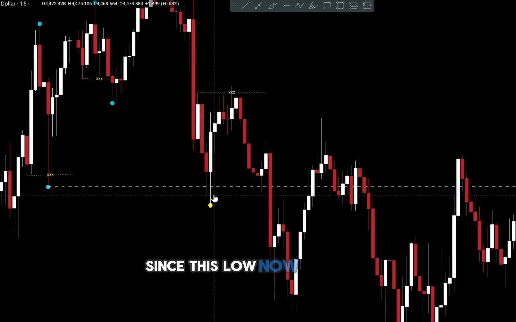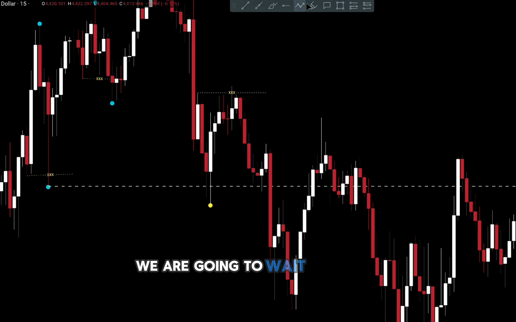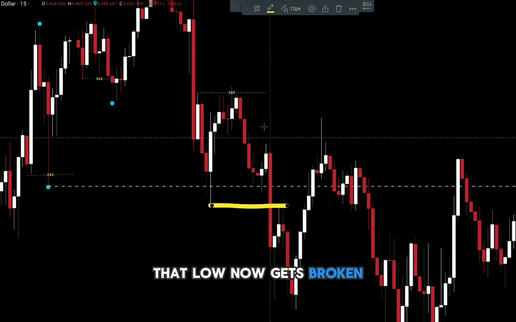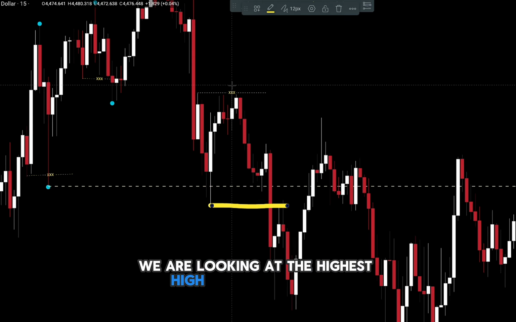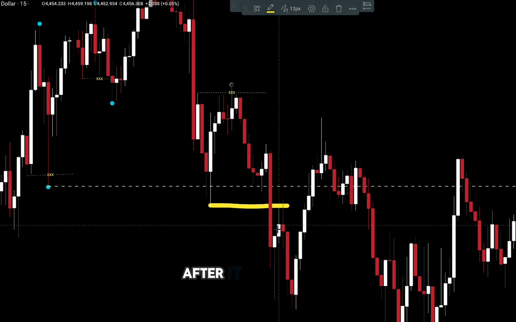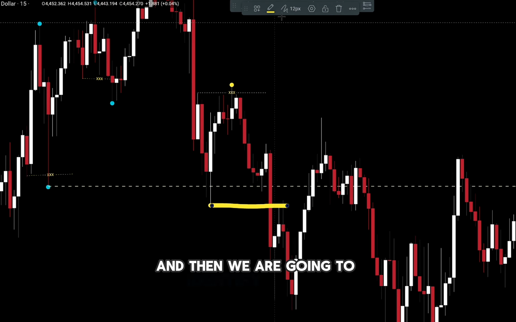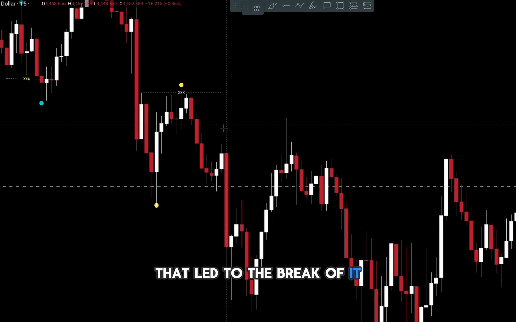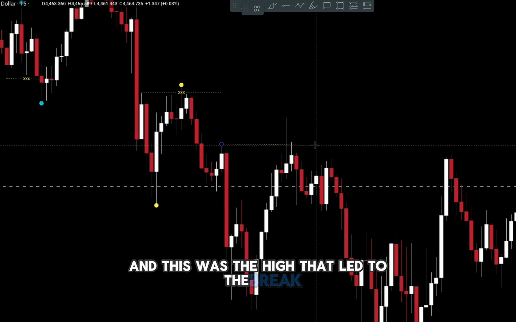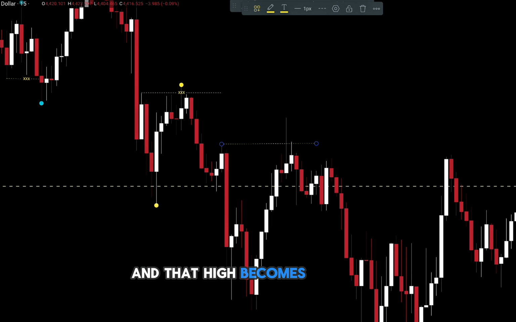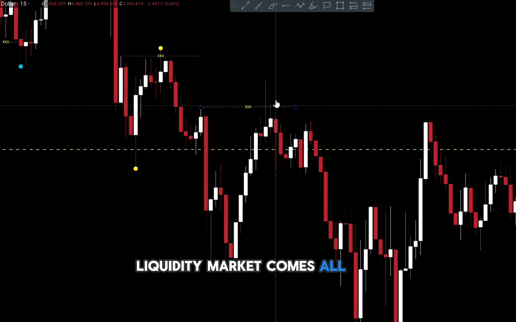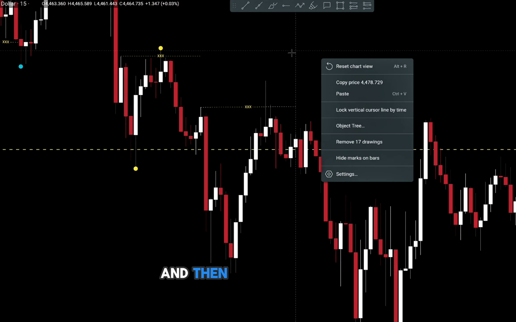We are not just going to be trading blindly. Since this low now becomes valid, we are going to wait for that low to get broken. That low now gets broken. We are looking at the highest high that was created after it got broken, and then we are going to identify the high that led to the break of it, and this was the high that led to the break, and that high becomes our what? Liquidity.